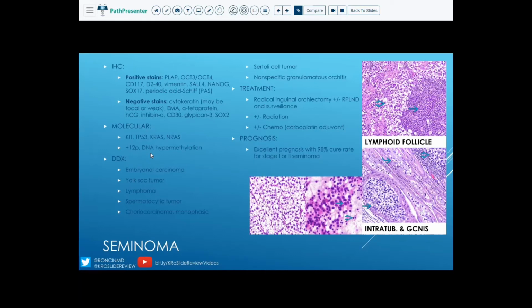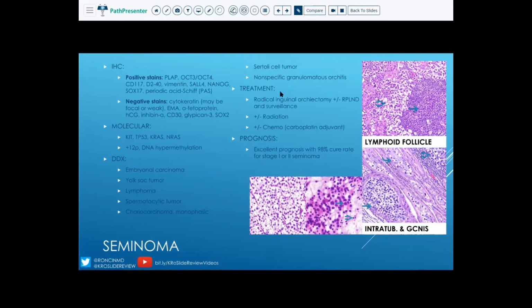Your differential is pretty much other germ cell tumors, lymphoma, spermatocytic tumor, as well as monophasic choriocarcinoma, Sertoli cell tumor, which is extremely rare, and non-specific granulomatous orchitis. Remember, if that granulomatous formation is really prominent, this is something that you'd want to differentiate from.